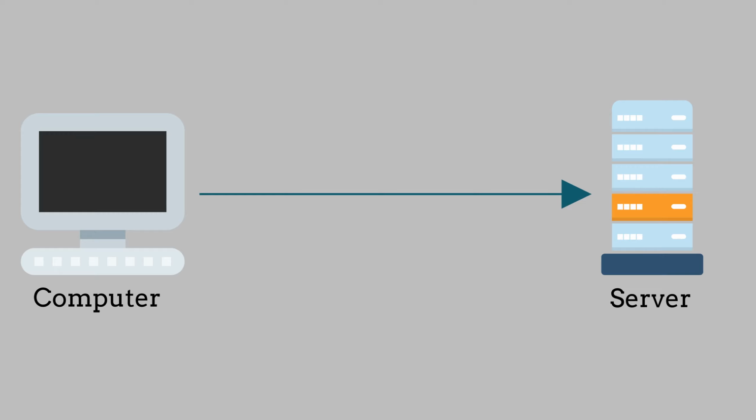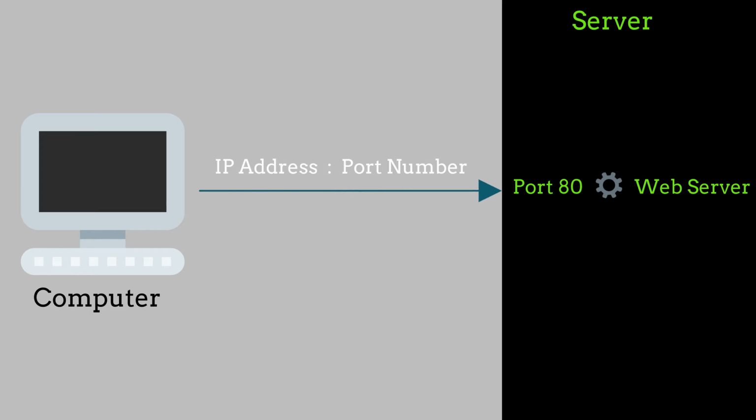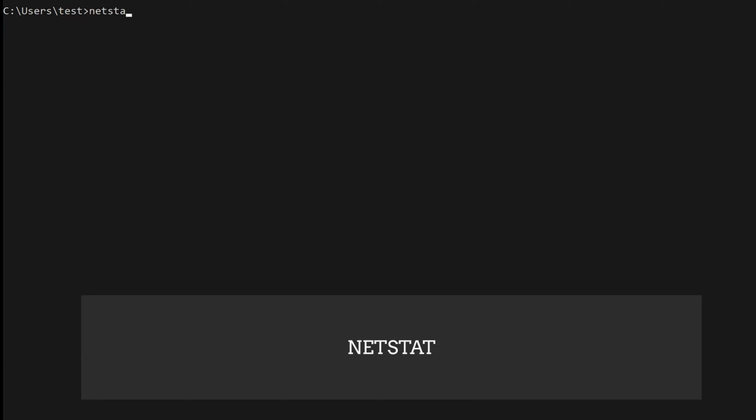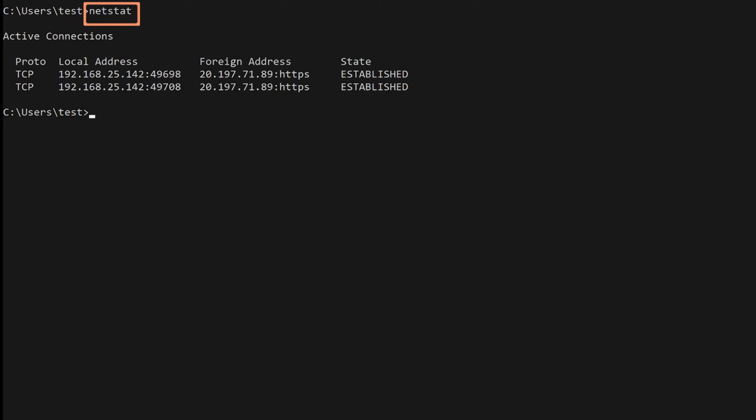These are typically represented as IP address followed by a colon and then the port number. For instance, if you want to connect to a web server running on IP address 192.168.0.1 and port 80, you would represent it as 192.168.0.1:80. To observe the ports currently in use on a device, we can utilize the netstat command. This tool allows us to monitor incoming and outgoing network connections, along with the ports they are associated with.